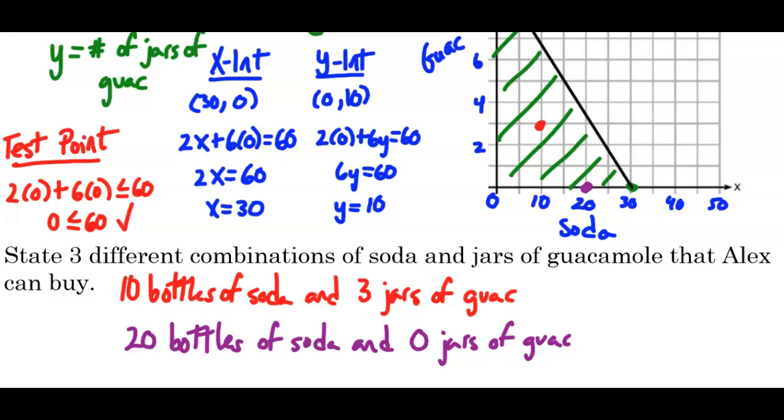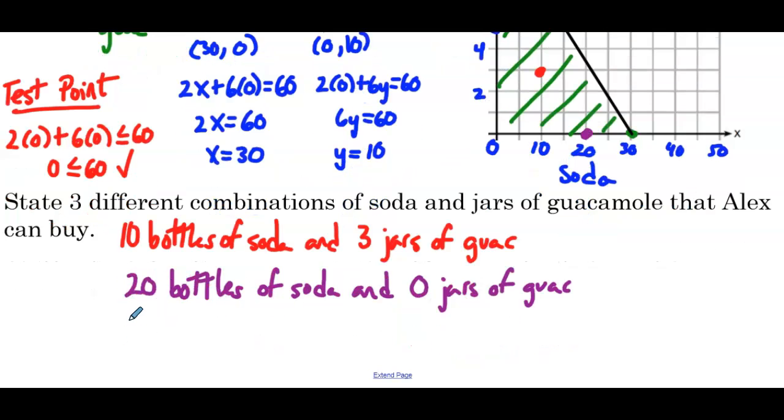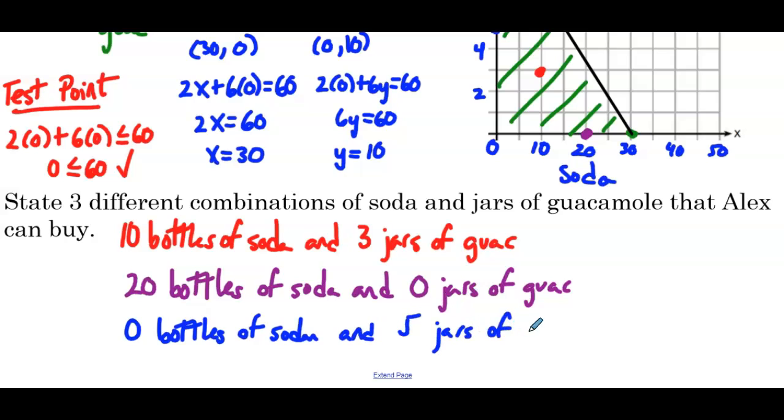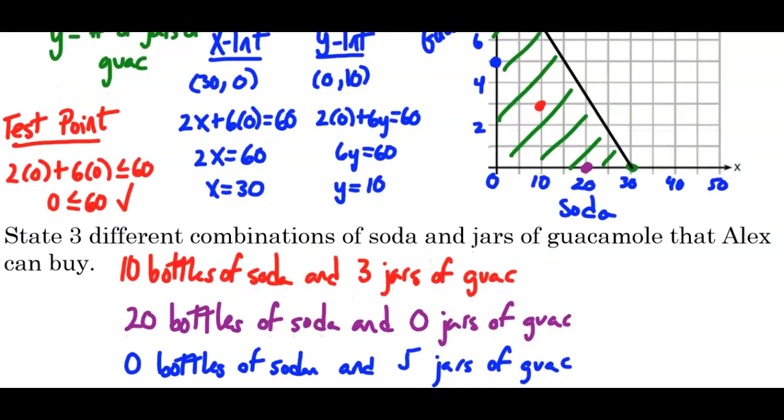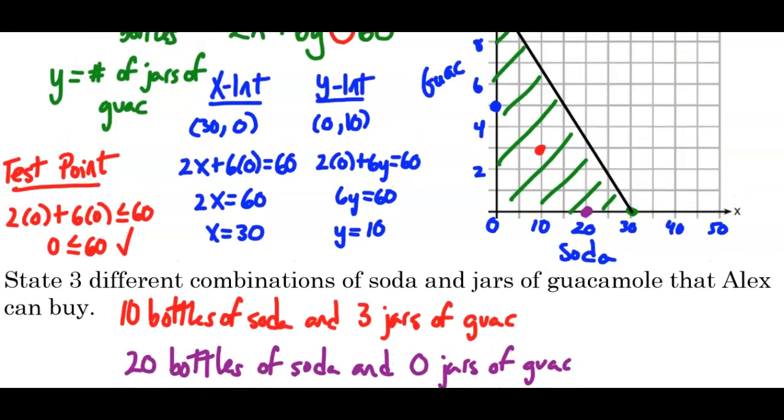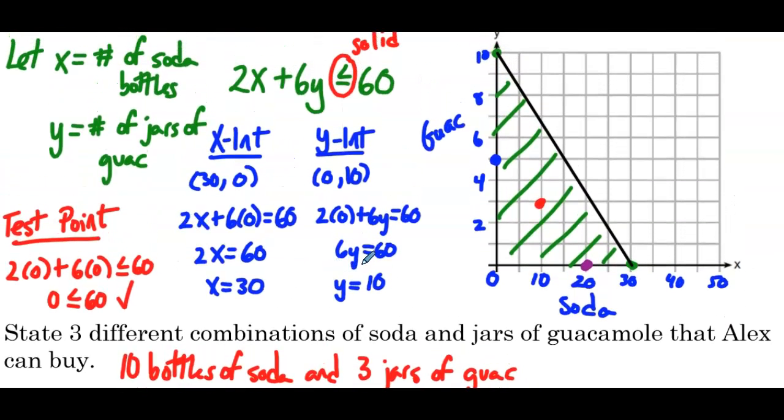Or flipping it around, let's pick this point here. She can buy 0 bottles of soda and 5 jars of guac. Now, there's plenty of other combinations that we could have stated, but this is 3 of them. Now, it does allow us to talk about a couple of things, though.